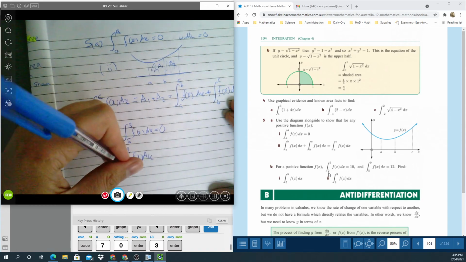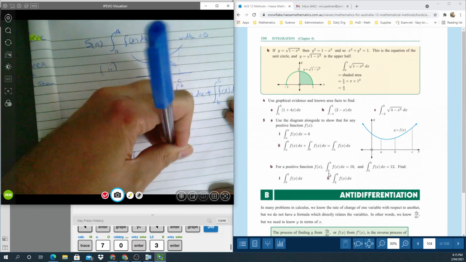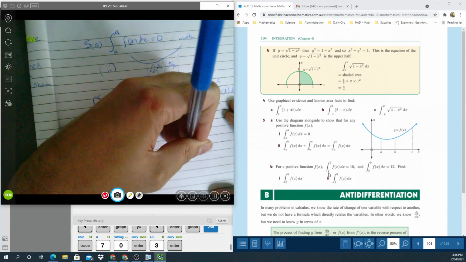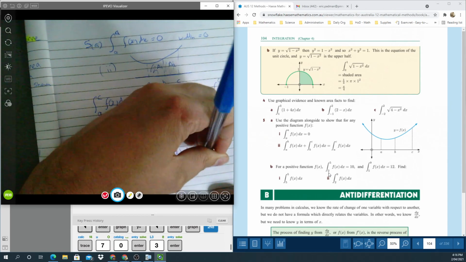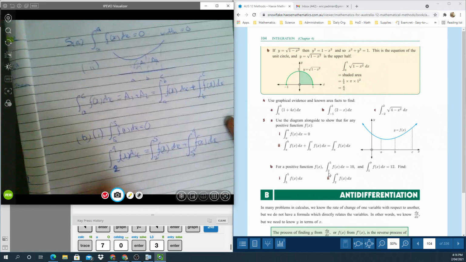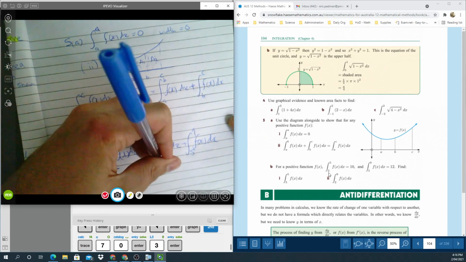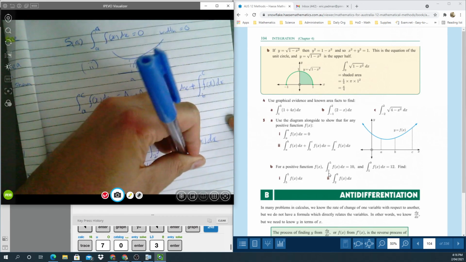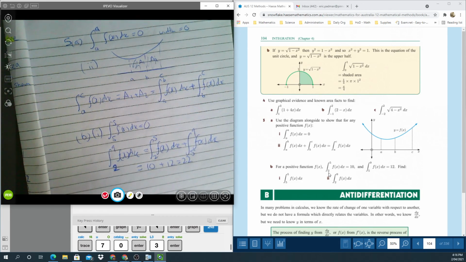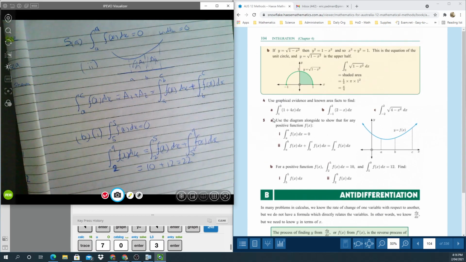The other one, from 2 to 9, is the same thing as going from 2 to 5 of f of x dx plus 5 to 9. And that is equal to 10 plus 12, which is 22. Pretty simple. All right, so I'm going to wrap it up here. Have a try for yourself, and we'll go on with anti-differentiation next time.